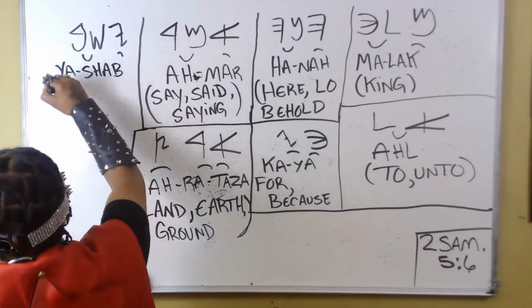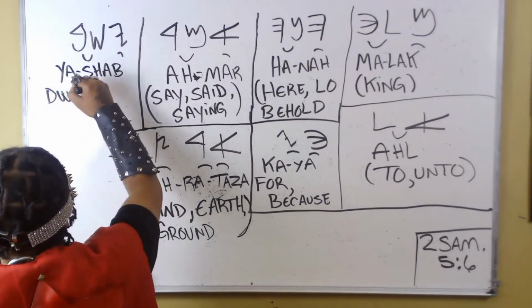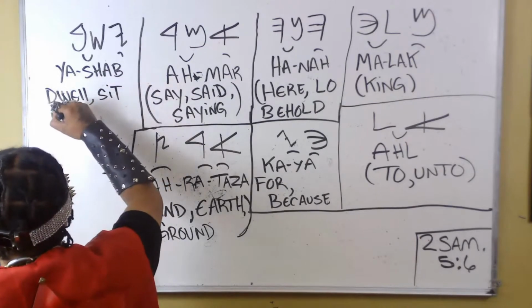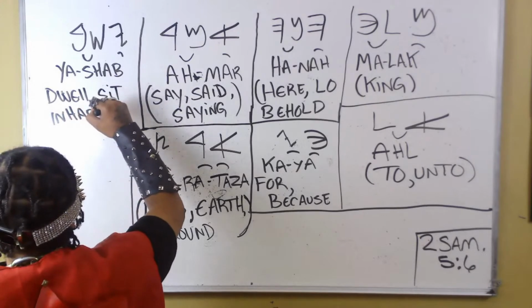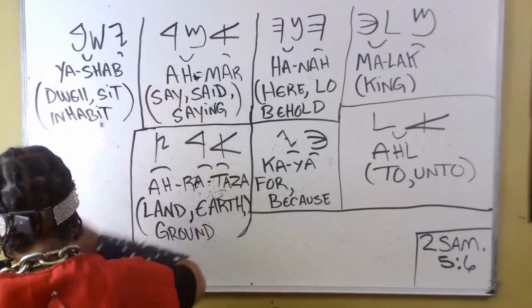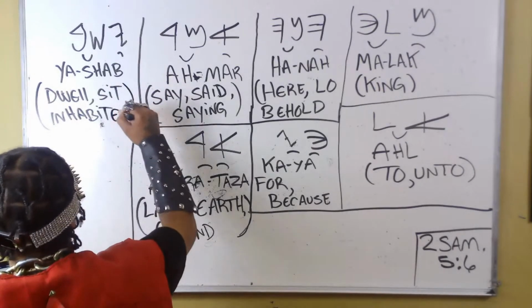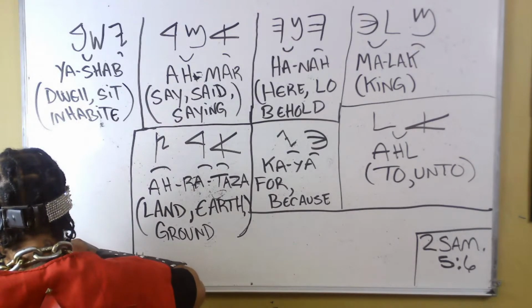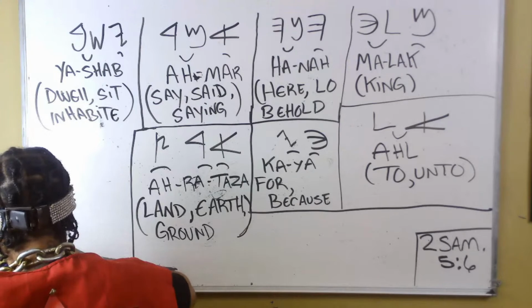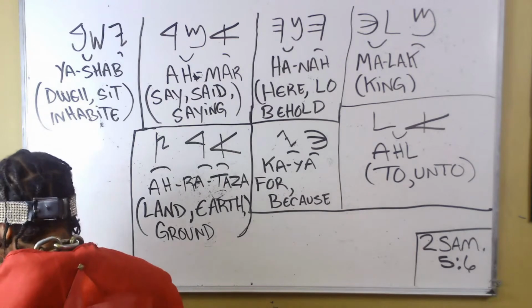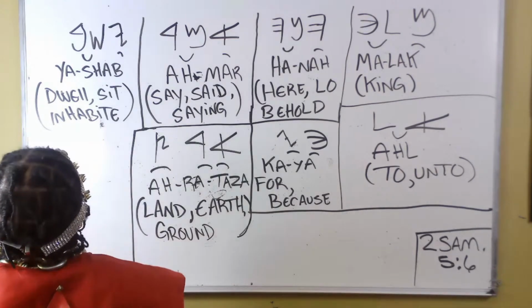Yashab is a word that means dwell, sit, inhabit. All right, inhabit. I think inhabit has an E in it. I'm not sure, I don't know. If I'm not mistaken. Oh, I jammed this up. Almost, where we at? Five and six. Boom, here we go. So dwell, sit, inhabit. That's what Yashab means.